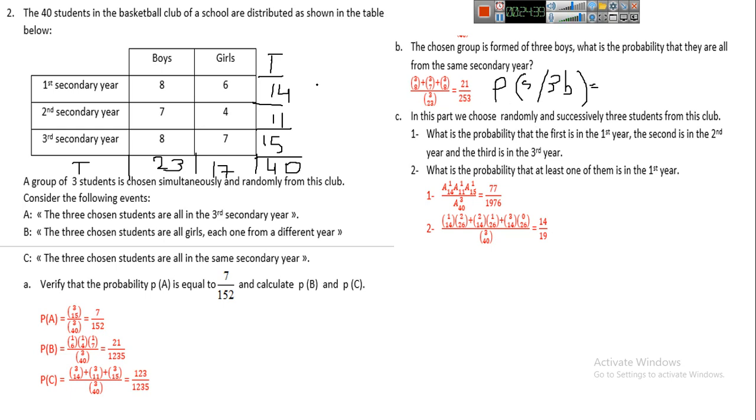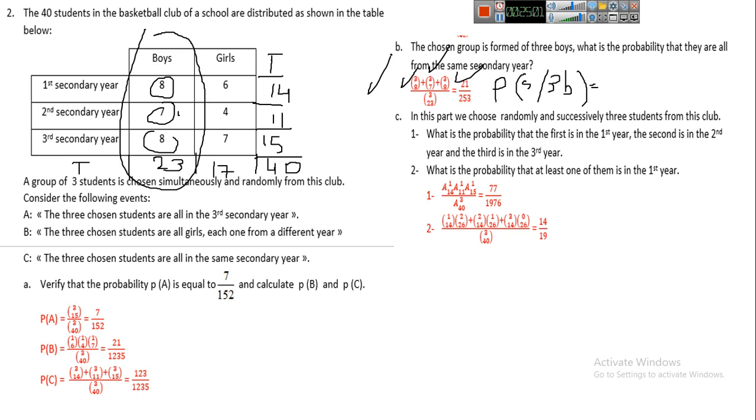So the universe here is boys, because I know they are boys. So I say it will be 3 out of 8, or it will be 3 out of 7, or it will be 3 out of 8, over total from the boys 3 out of 23, because I said I want all from boys. So here it's a sub-universe.